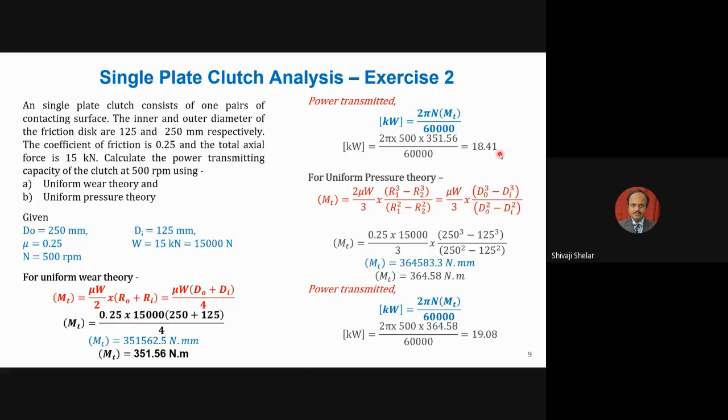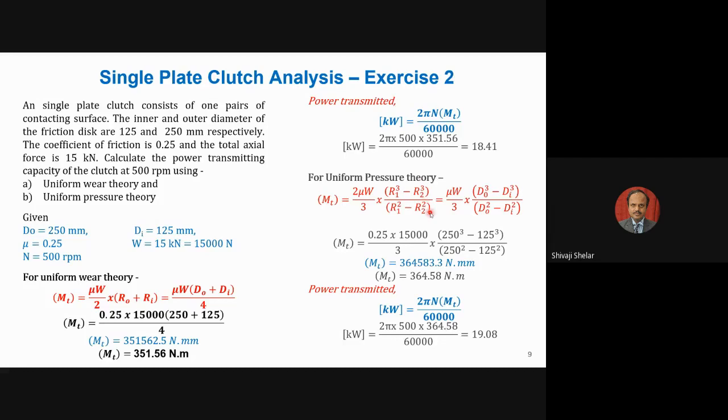Similarly, we can determine the power rating of the clutch based on uniform pressure theory. Our uniform pressure theory formula is Mt equal to 2 mu W upon 3 into R1 cube minus R2 cube upon R1 square minus R2 square. R1 stands for outside radius, R2 stands for inside radius. You can replace this in terms of inside and outside diameter.